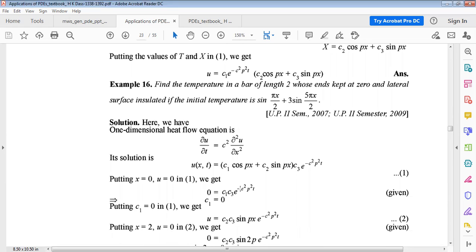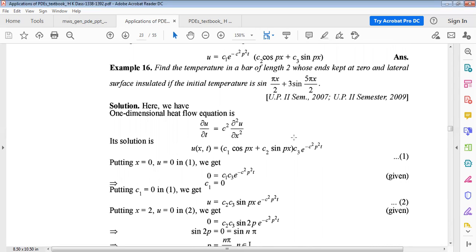Now example 16: find the temperature in a bar of length 2 whose ends are kept at 0 and lateral surface insulated, if the initial temperature is this. Here we have the one-dimensional heat flow equation. You have to remember this heat equation: del u by del t equals c square del square u by del x square.